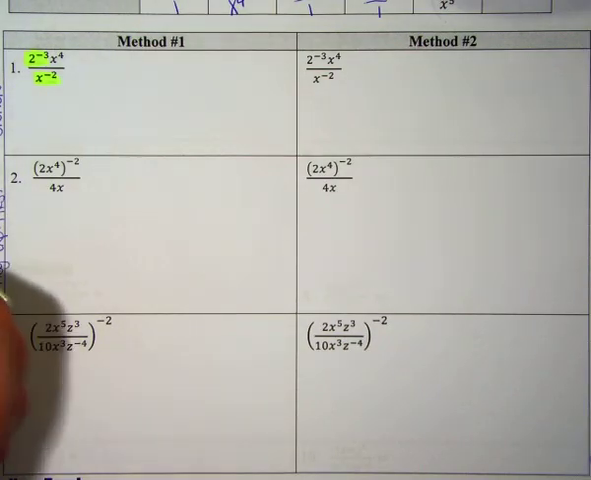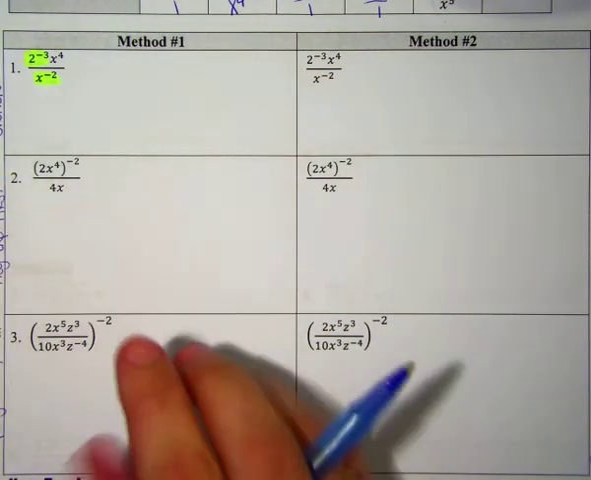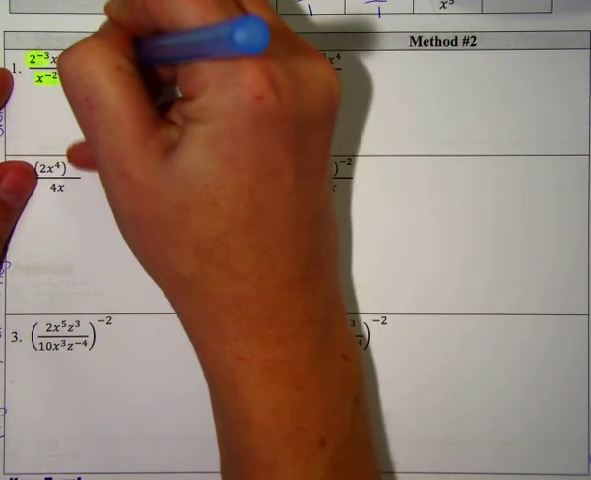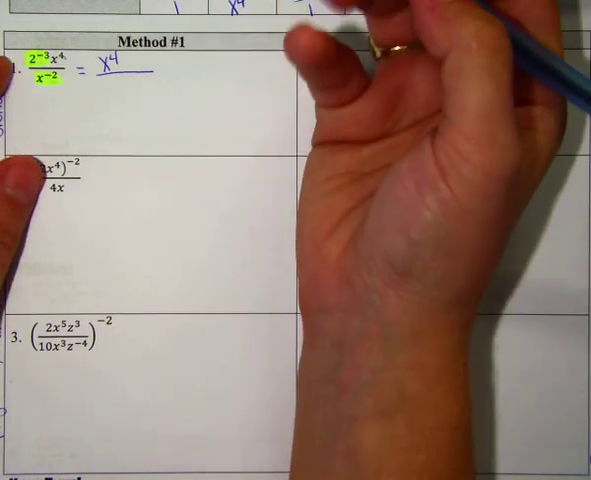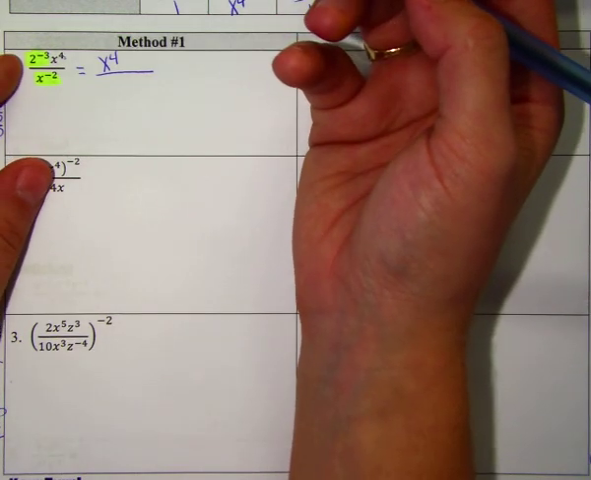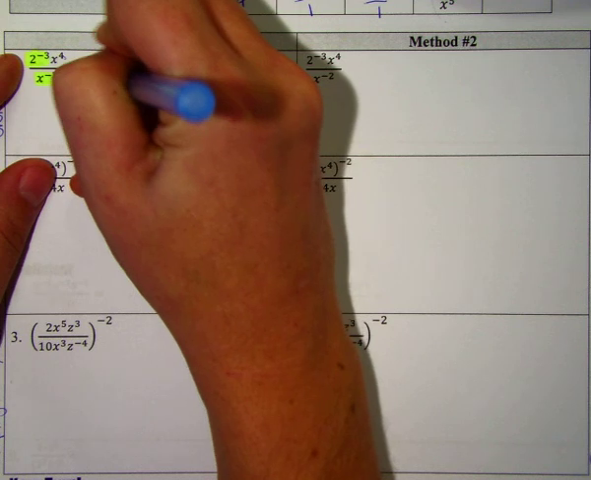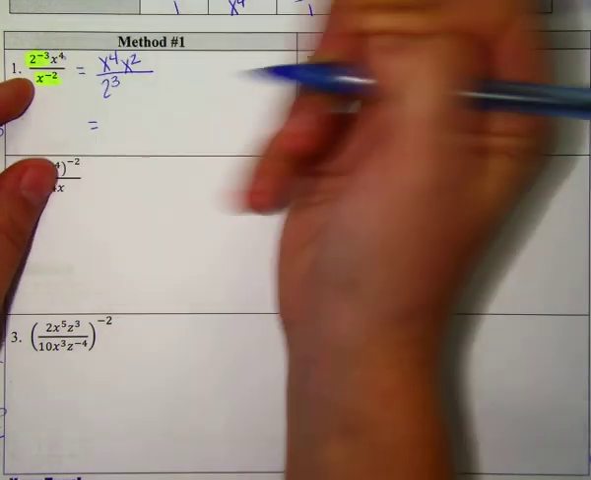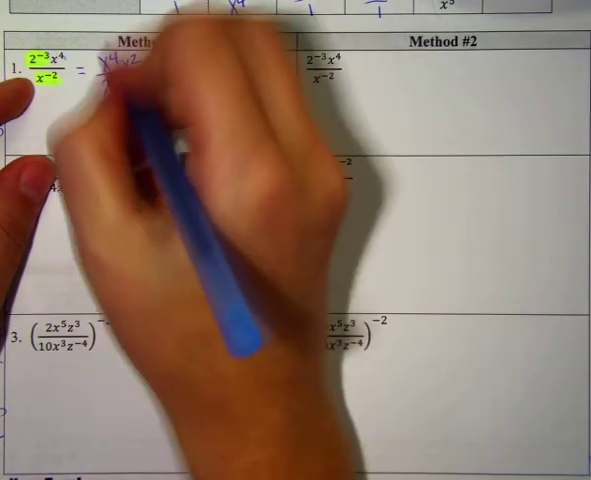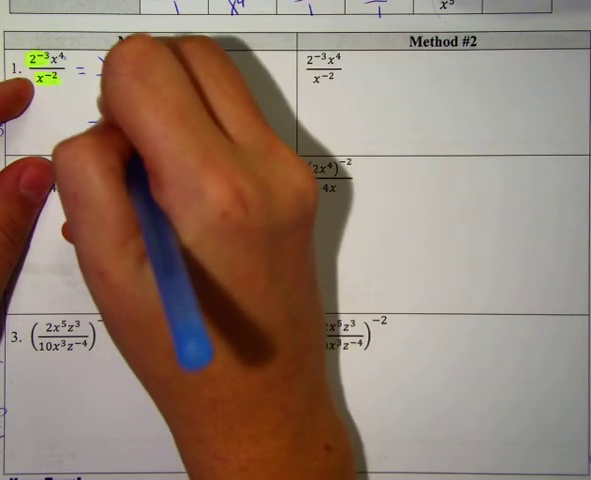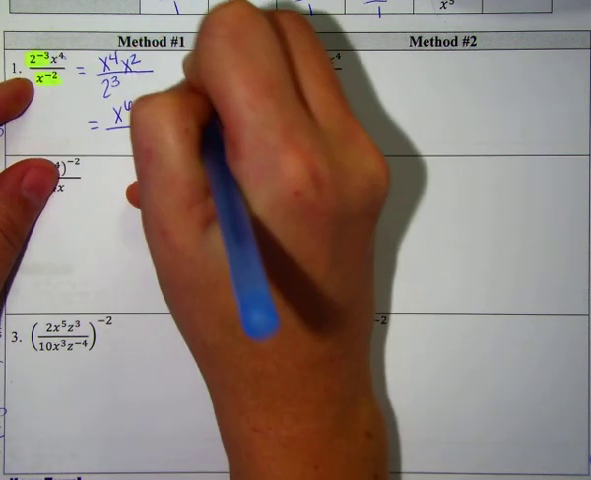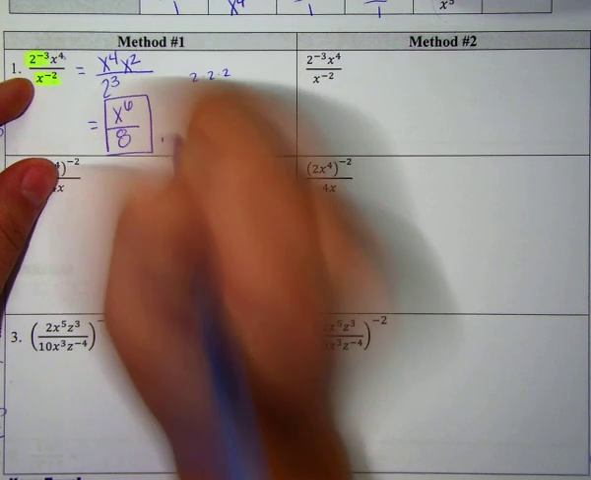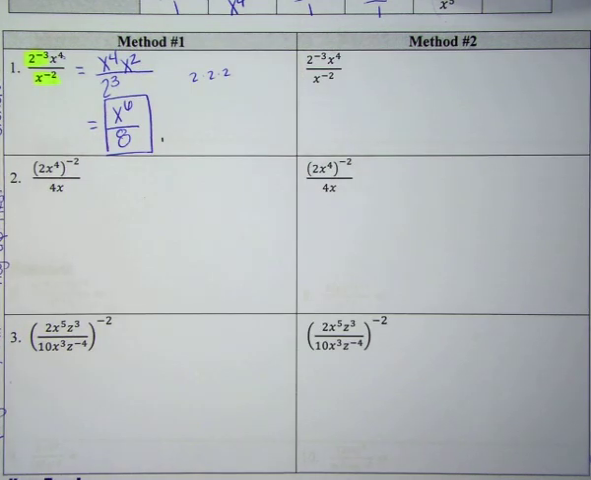If you notice here, this is 2 to the negative third, x to the fourth, divided by x to the negative second. So I'll first rewrite the positive exponent where it's at. Then I'll flip these. I'll take the reciprocals. So 2 to the negative third is going to the denominator. X to the negative second is going to the numerator. Now I'll simplify. X to the fourth times x squared is going to be x to the 6th over 2 times 2 times 2, which is 8. Again, that's method number 1.